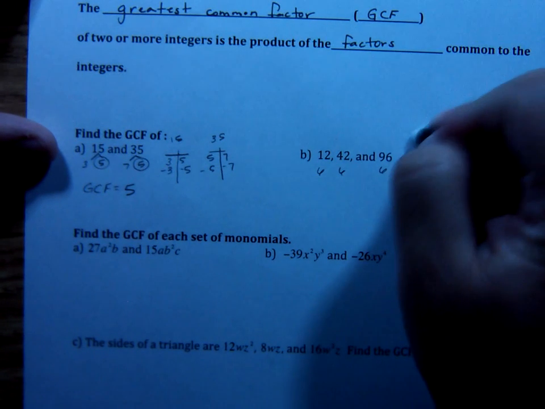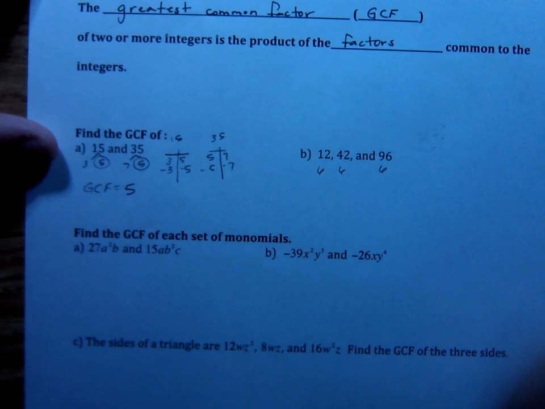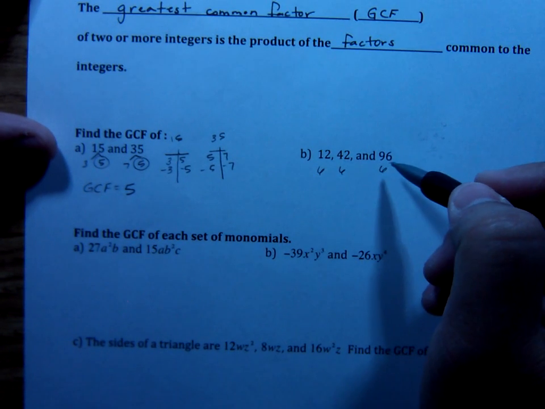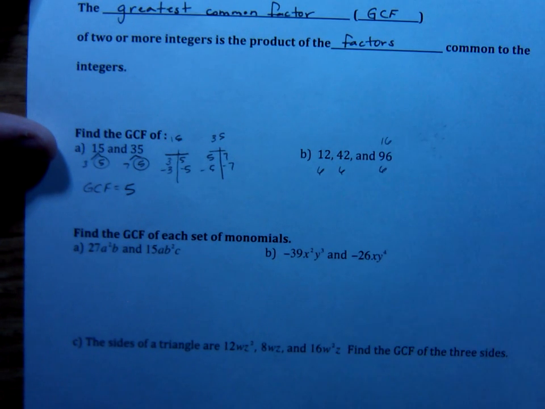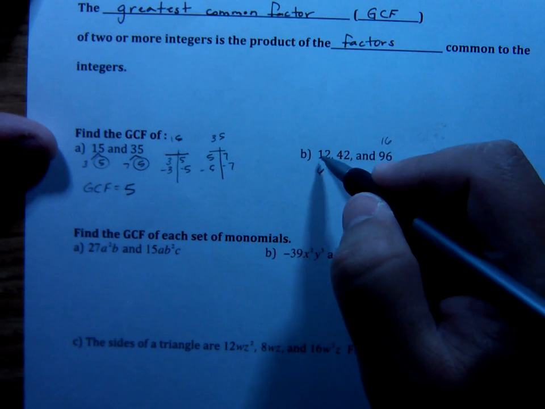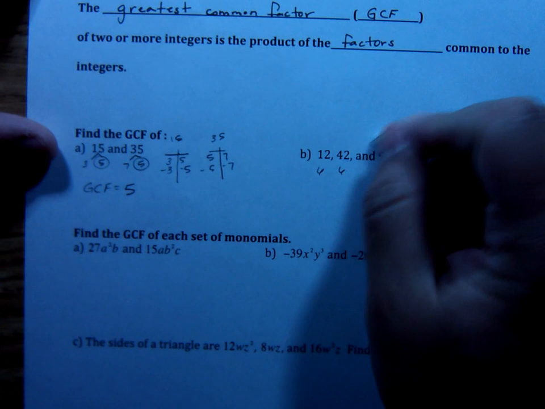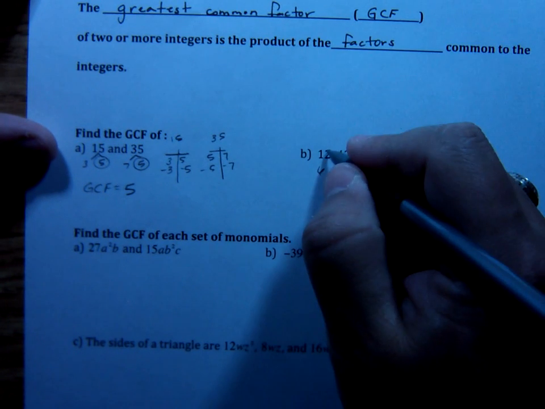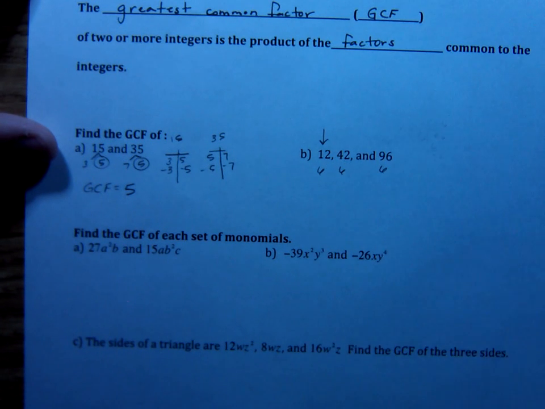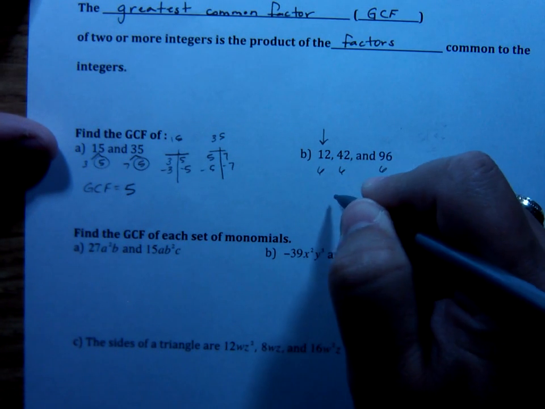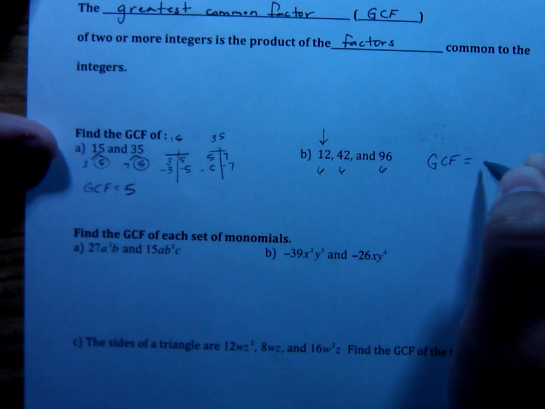Now here's the deal. I know some of you are saying, well, there are higher factors of 96. However, does that higher factor of 96 go into 12? For example, 16 is a factor of 96. Does 16 go into 12? No, there's no way you can multiply anything by 16 to get 12. So you have to start with the smallest number and find the highest factor of that one that will go into all three. And in this case, it's 6. So your GCF is equal to 6.